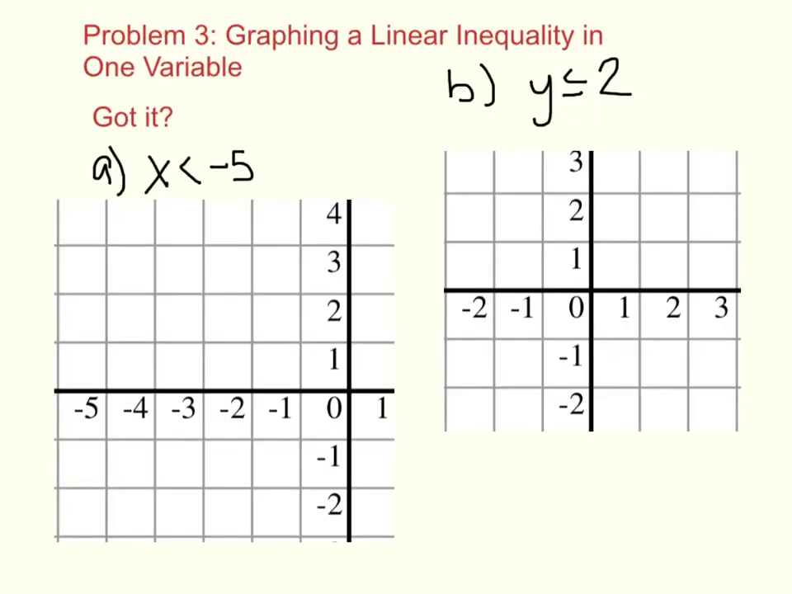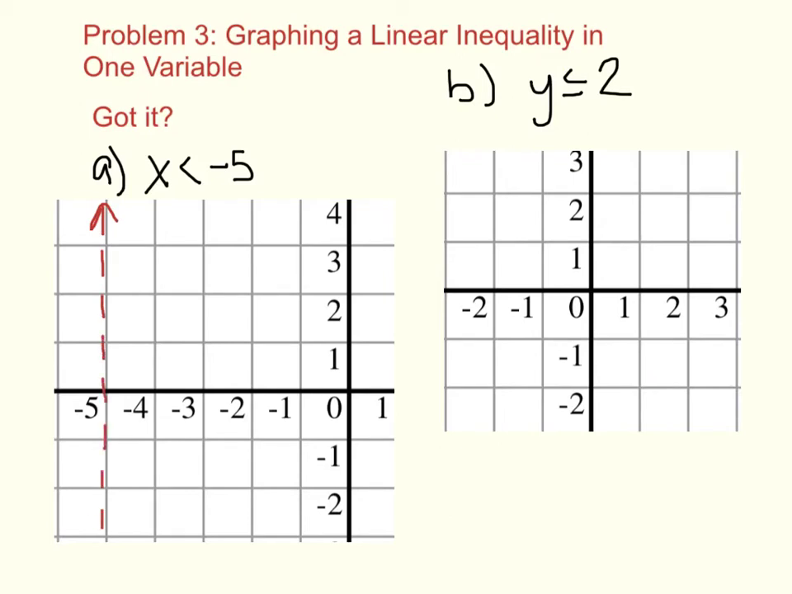In problem 3, we're now going to graph a linear inequality in one variable. Now these boundary lines are easy because they are either going to be horizontal or vertical lines. Once again, let's look at A. A is x is less than or equal to negative 5. So we're just going to graph x equals negative 5. That means we're going to have a vertical line through negative 5. However, since it's a less than, it's going to be a dotted line. So we have a dotted line.